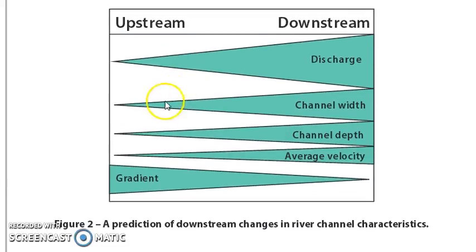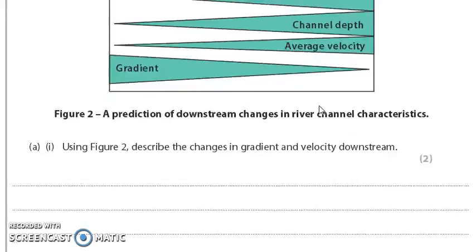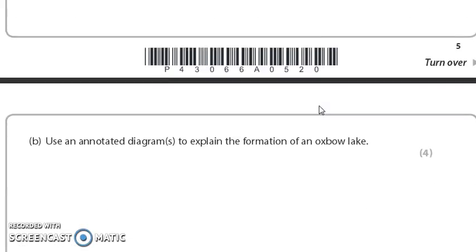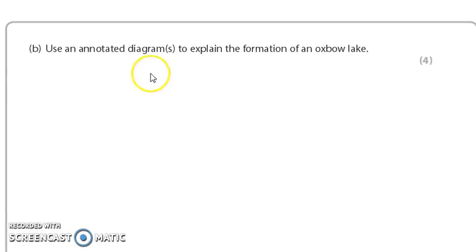As we head downstream, channel width increases. Well, I can say that that allows more water to sit in the channel. I could talk about things that aren't in this diagram. It doesn't require me to do so, so there will be more groundwater flow into the channel, etc.